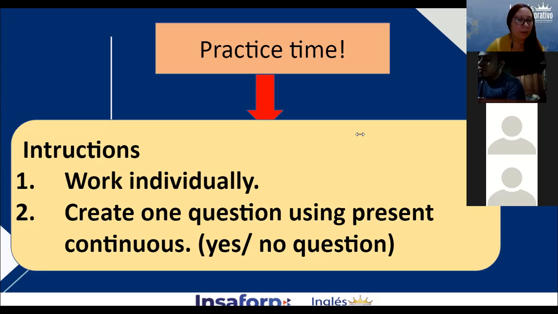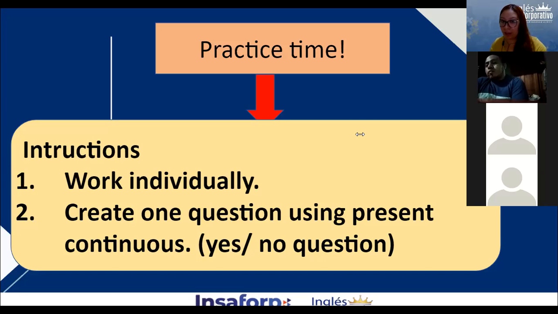Luis, segunda pregunta, por favor. Are they watching the movie? ¿Están viendo la película ellos? No, they are not. Okay.